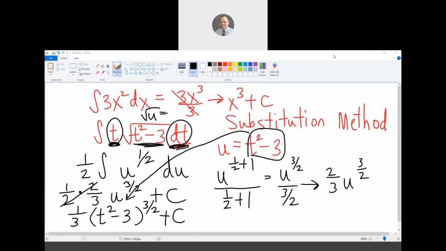Again, are there any questions about this particular problem? All right, let's look at another example. This one involves trig functions.